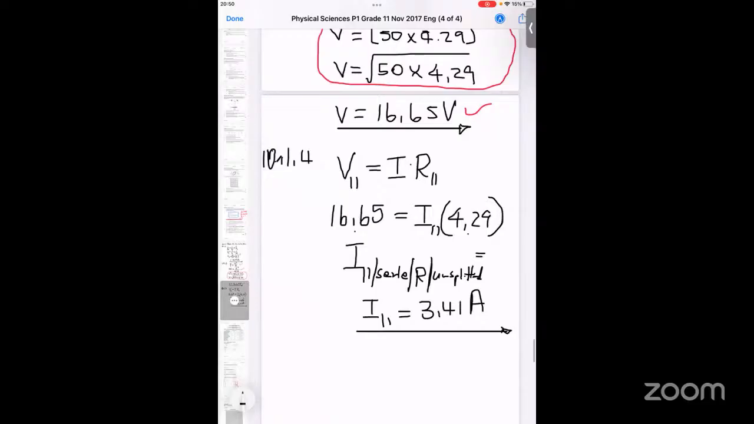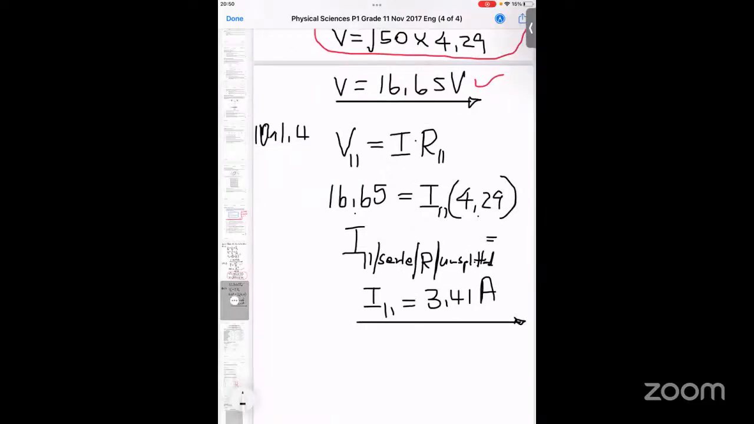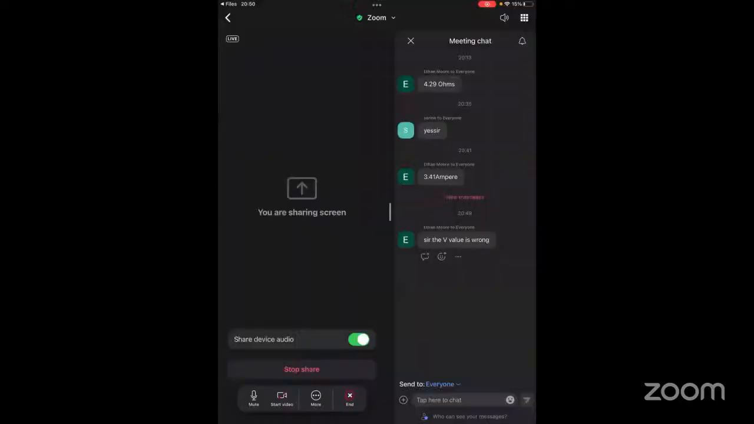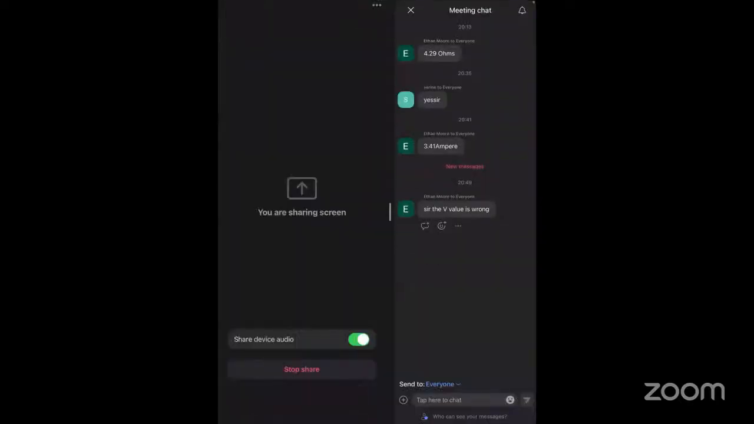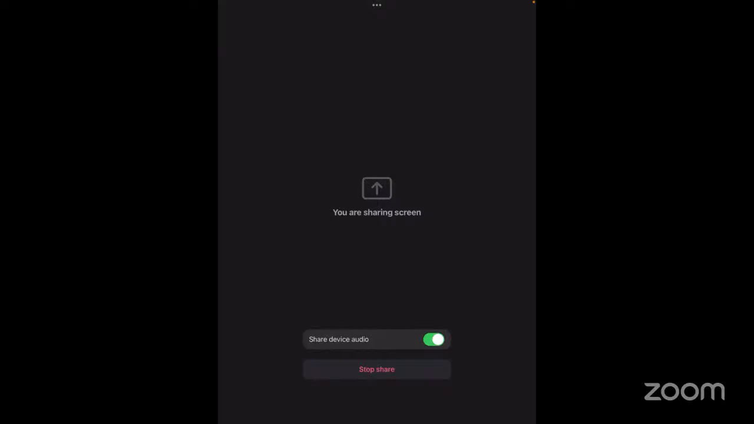Let me just check what's happening in the comment section. Can I say the V value is wrong? Did I use the wrong V value? Let me quickly check. Wait.